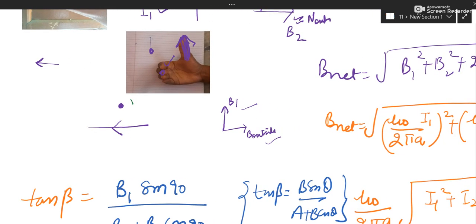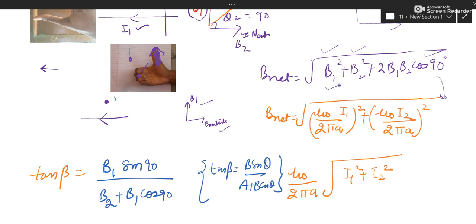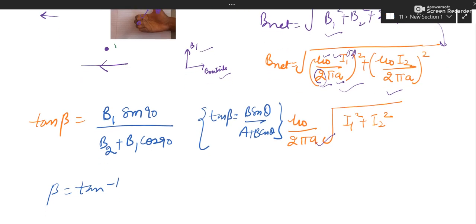We'll have to use the parallelogram law. Okay, so B1 square plus B2 square plus 2 B1 B2 cos of 90. One field is like this, one field is like this. So it's 90, cos 90 is 0. Substitute both the values, mu naught by 4 pi, current by perpendicular distance, sin 90 plus sin 90, so that will be 2. 2 will cancel out 4, so it is 2. Substitute, take common. Mu naught by 2 pi a is common. Square is common. When the square comes out, it will be a single power. So this is the answer.